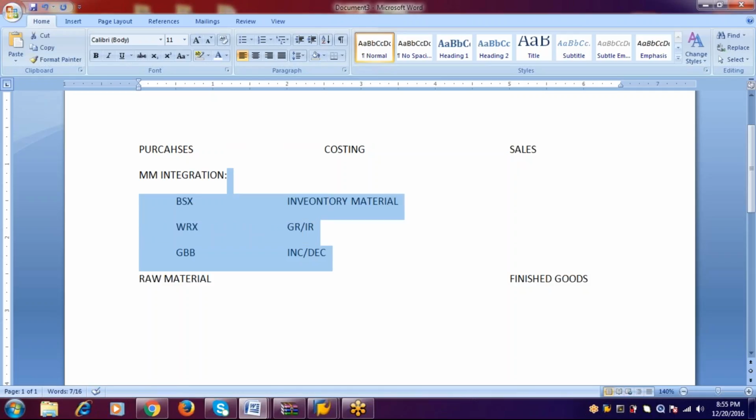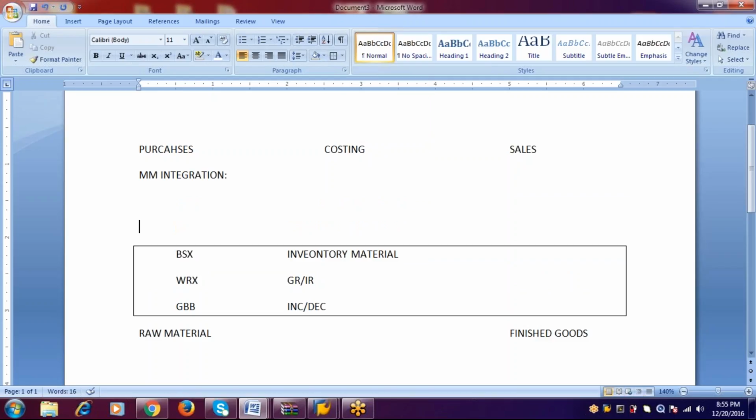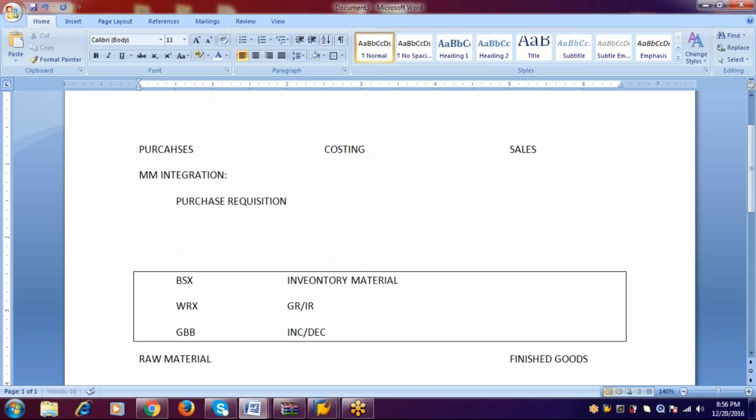Majorly, for the integration from MM, we need to integrate with all these things. The raw material stock and the goods received or invoice received, everything comes with three transactions, which we can call by name. One is the PR. What is the PR? That is called a purchase requisition. And the second one is purchase order.